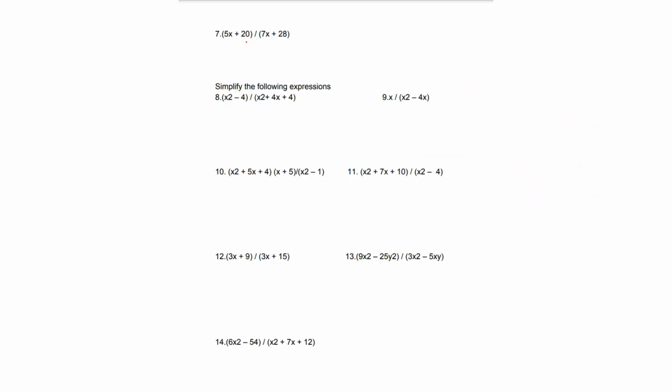For this next problem here, number 7, we have 5x plus 20 over 7x plus 28. So here, we're not solving for anything because it's not equal to anything, so we could just simplify this. If we like, we could factor out a 5 on the top, so it becomes 5 times x plus 4, and on the bottom it becomes 7 times x plus 4. And we have x plus 4 on both top and bottom, so we could just cross them out, and we get 5 over 7 as our simplified answer.